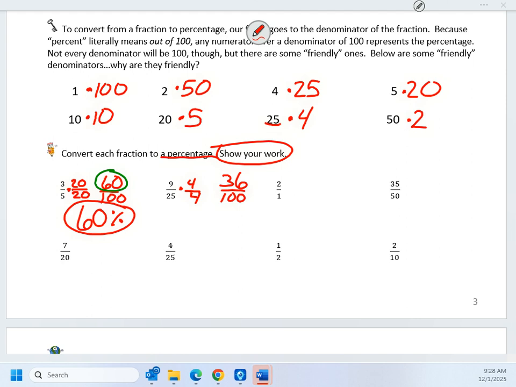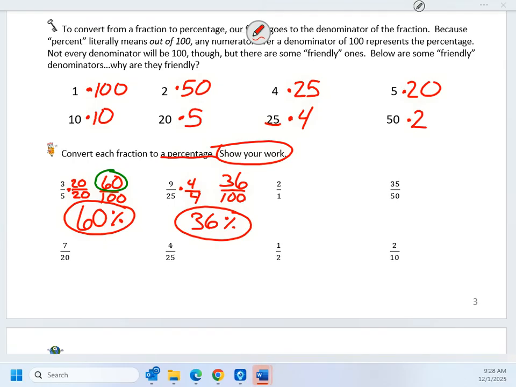So now I have 36 hundredths. Can I take that to find my percentage? Yes, I can. If you have 100 as your denominator, you can find that percent easy. What is my percentage? Evelyn? 36%. Again, make sure that you have your 100 as your denominator.